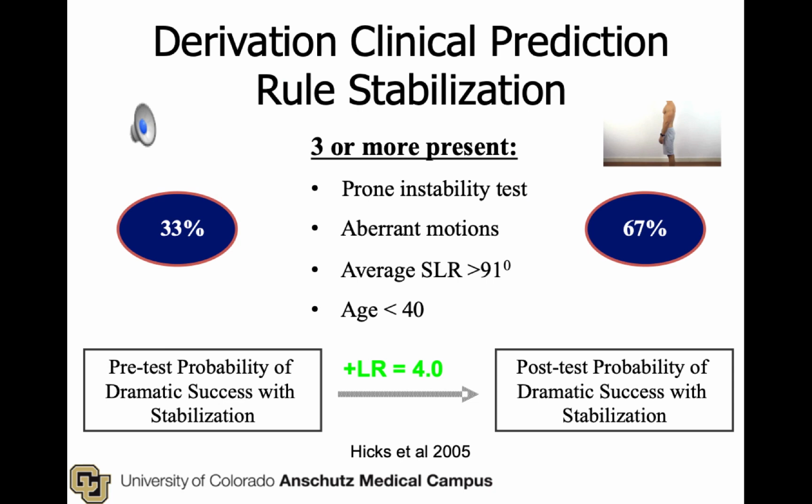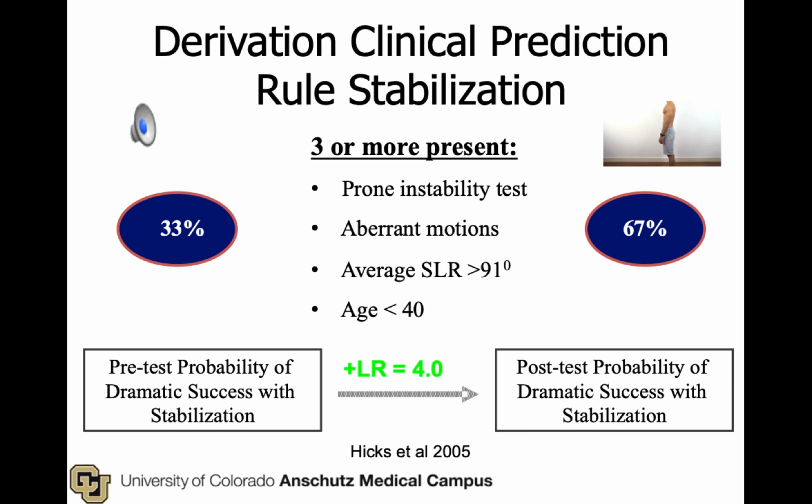So there was a clinical prediction rule that was performed for this in 2005 by Greg Hicks. He took all individuals with back pain. Everybody got the same treatment approach, the stabilization approach, 2 sessions for 8 weeks, so 16 sessions. And then they looked at who was successful, a 50% reduction in disability over the course of that 8 weeks.